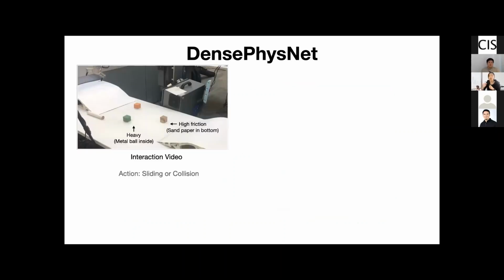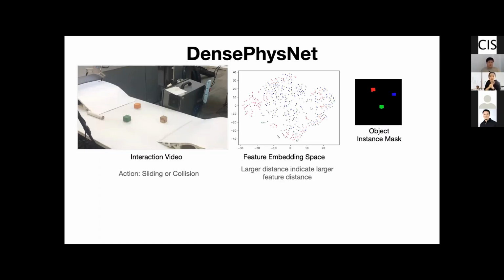And then here is actually the system in action, where the robots will interact with three different objects made with different materials. On the right, we show the feature embeddings for all the pixels, where the color indicates the object instances, and a larger distance on this plot indicates a larger feature distance. So we can see that initially, all these three objects are not really distinguishable in the feature space.